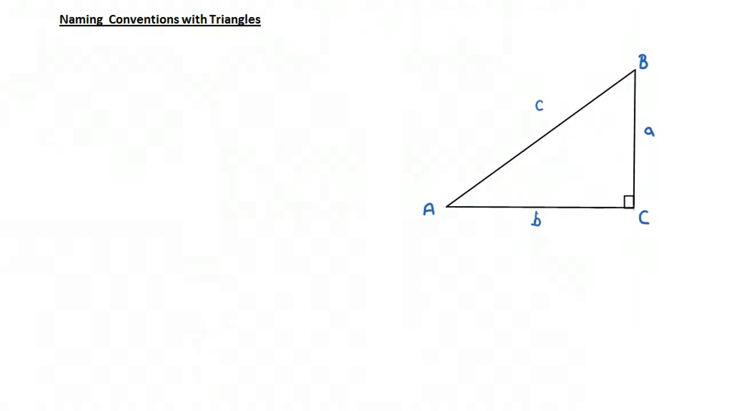Now, we want to introduce some new terminology here, which you've heard, but we haven't really formally defined. And we want to talk about the opposite side, and we want to talk about the adjacent side. You're already familiar with the hypotenuse of a right angle triangle, and the hypotenuse of a right angle triangle is simply the longest side.